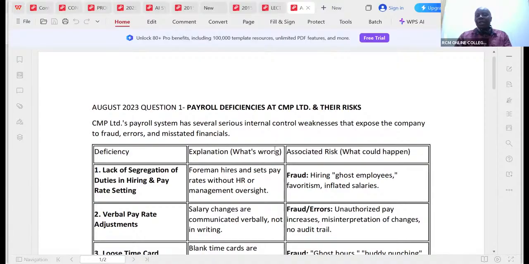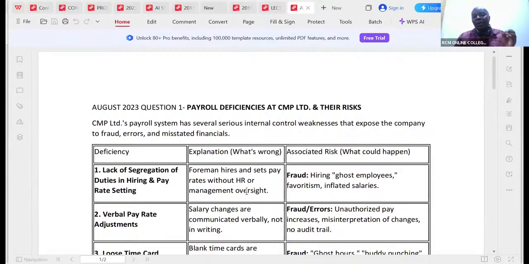Explanation: it's always good to structure a question like this. Explanation, what's wrong with this? The foreman hires and sets pay rate without HR or management oversight. This is really, really bad. Ladies and gentlemen, remember, we are human beings, and human beings are generally weak.